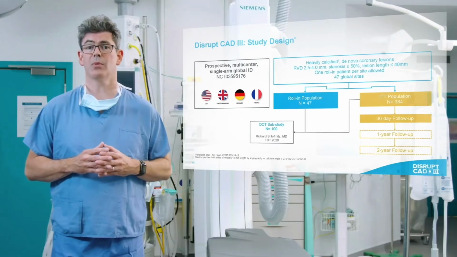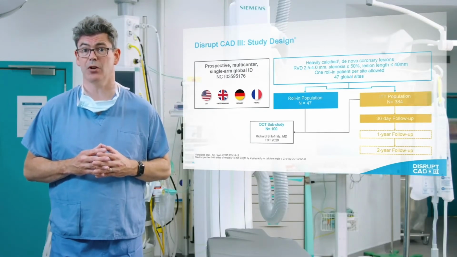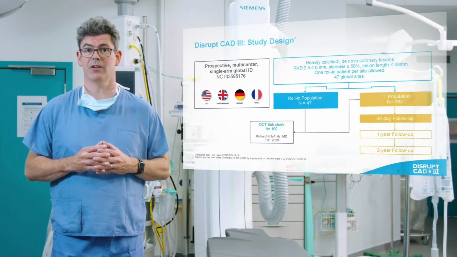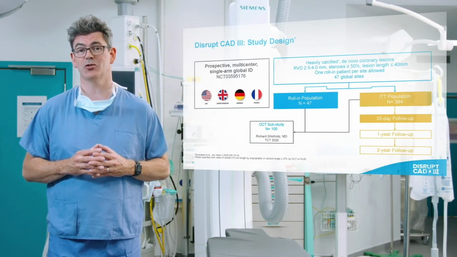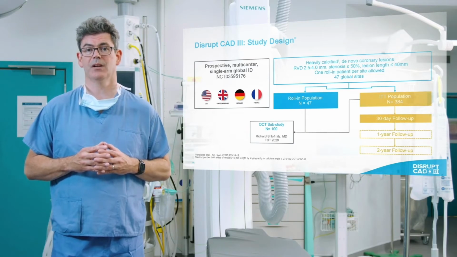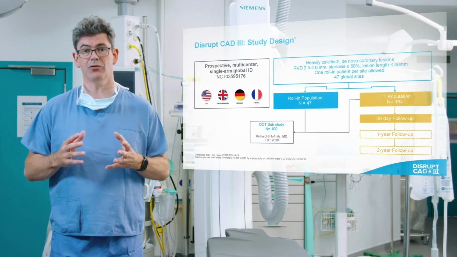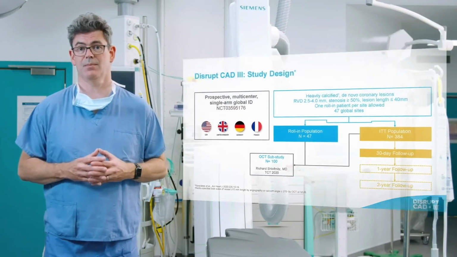1 roll-in patient per site was allowed at 47 global sites. There were 47 roll-in and 384 patients in the intention to treat population. The primary endpoint was assessed at 30 days, and there was a 100-patient OCT sub-study.